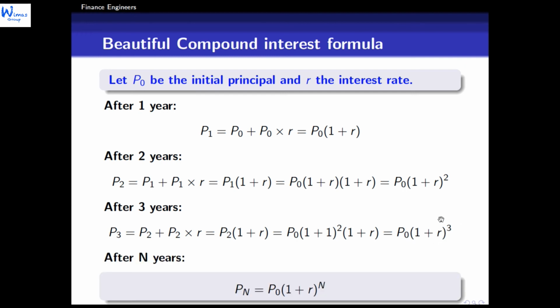So we continue. After a certain number of years, let's say n years, 5, 10, 15, 20, 100 years, you will have Pn equal to simply P0, your initial principal, times 1 plus interest rate to the power of the number of years. You see how beautiful this formula is. It's a simple formula, but it's really powerful.